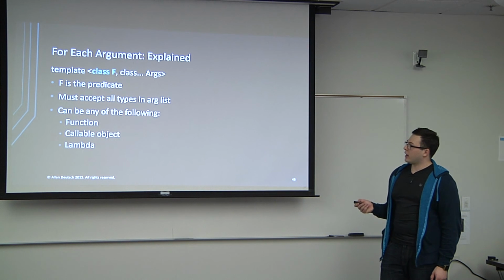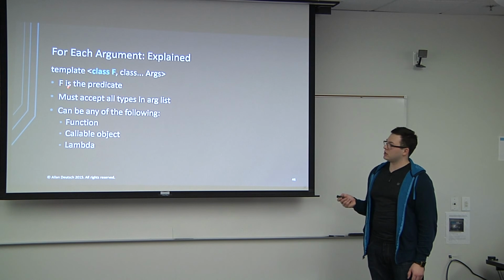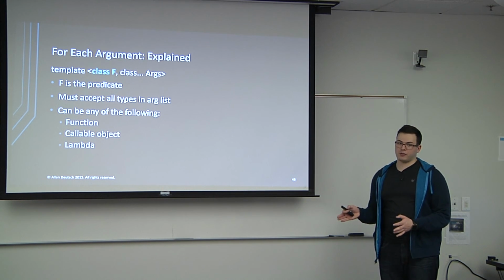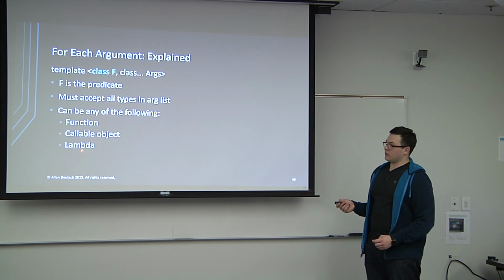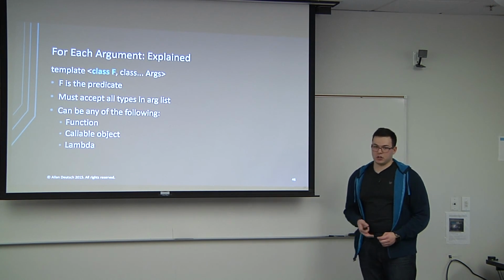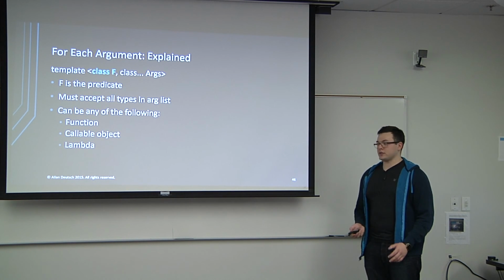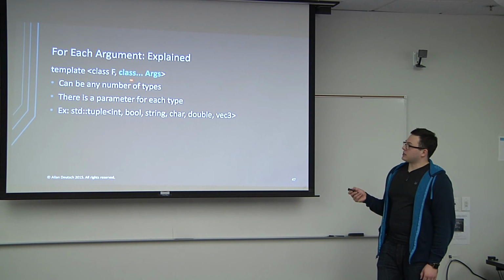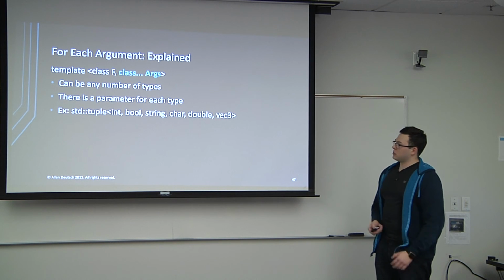So we have class F here in the template. F is the predicate, so that'll be your lambda in this case. It has to be able to accept all of the other types after it in the argument list as parameters. It can be any of the following: a function, a callable object, a lambda, something that resolves as a function when you pass it an argument in the parentheses. The next part is the class... args or typename... args. They're interchangeable. So it can be any number of types.